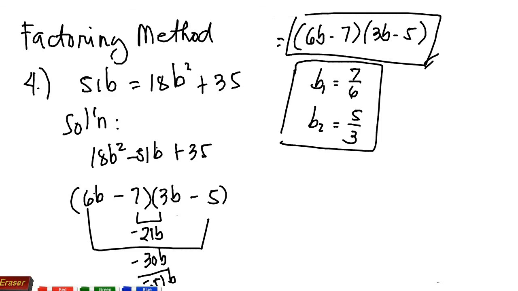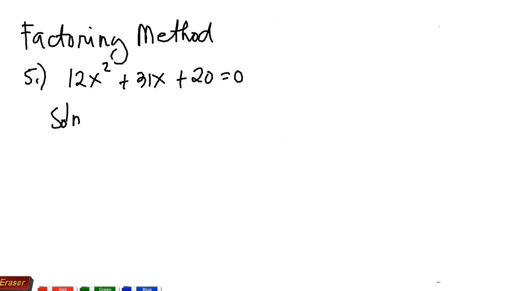Okay, so let's proceed to the last example, example number 5. We have 12x squared plus 31x plus 20 equals 0. Okay? Again, we have so many factors for 12. So what are now the factors of 12? You have 12 times 1, 6 times 2, and 4 times 3. So let us try x times 3x.